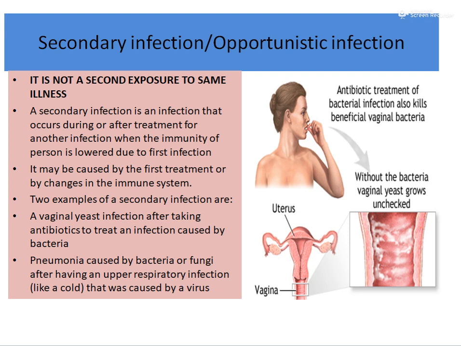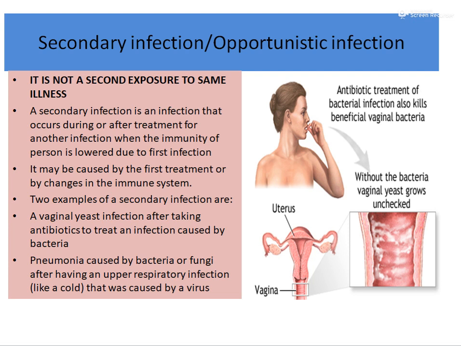It is an infection a person contracts during or after the treatment of one infection, normally when the person's immunity has been lowered due to the first infection, and he gets infected by certain other agents. Since it comes when the person's immunity is lowered, and the second agent gets an opportunity to cause infection, it is also called an opportunistic infection. This may be caused by the first treatment or by changes in the immune system.